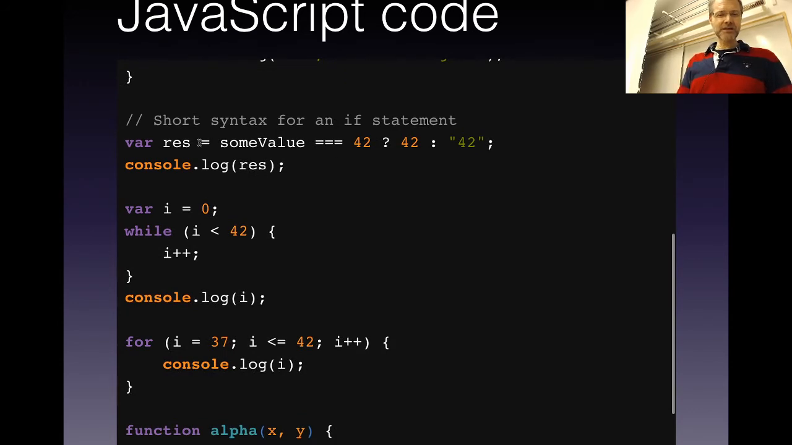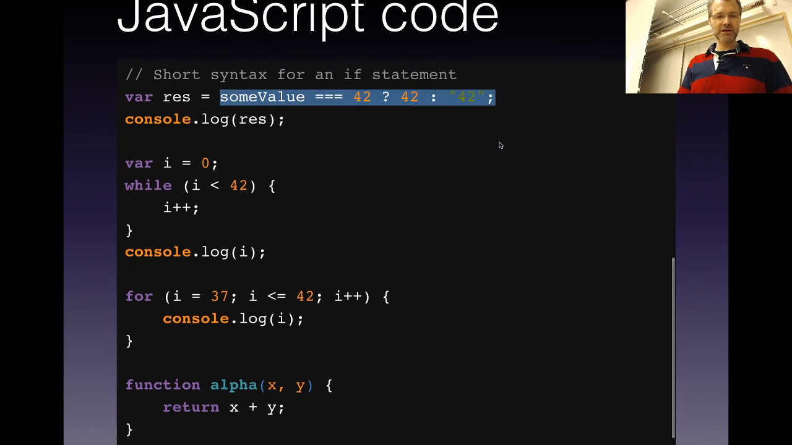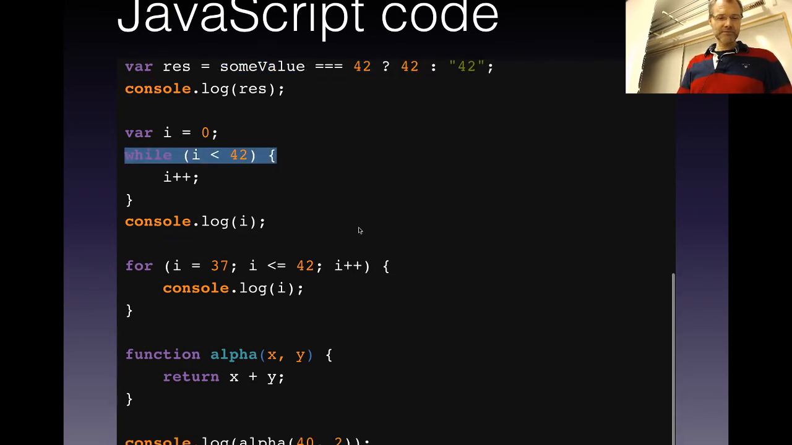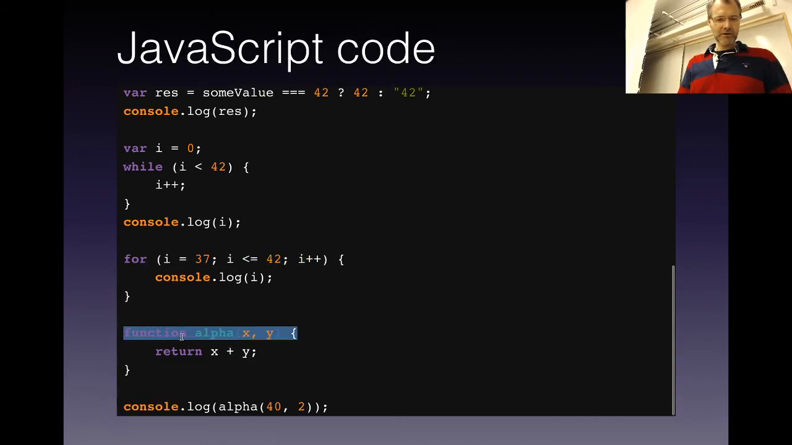Short syntax for an if statement works in several languages. You might have seen it. Loops: while, for loop. Here is one way of creating a function. You'll see many ways of creating functions and structured code in JavaScript. Very interesting. But this is one that I understand. And to write output, console.log is a way of doing cout or printf, whatever. Print it out and call the function.